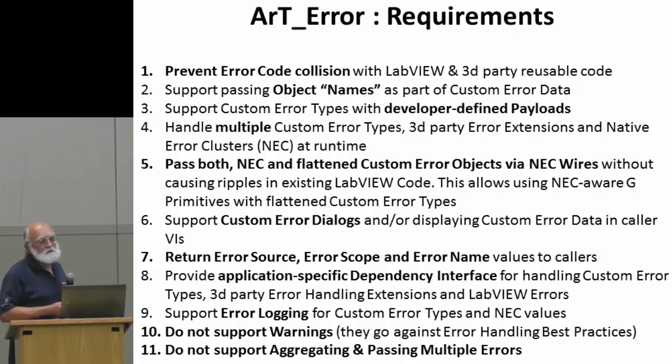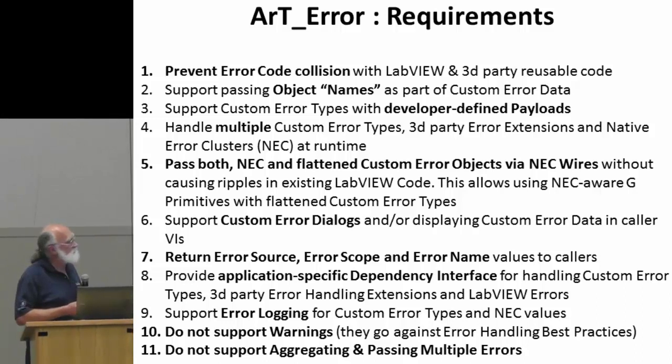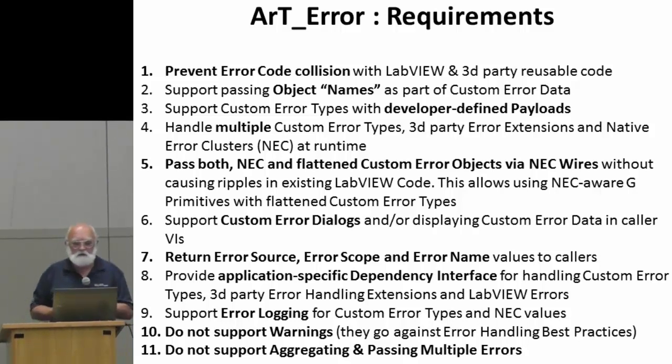We talked about it. Support passing object names. Support customer types with developer-defined payloads. Handle multiple customer types. Test both LabVIEW errors and flattened custom error objects via error wires without creating ripples throughout the code. If I wire an error with a flattened error object, it should still behave correctly, right? Support customer error dialogues, return error source, error scope, error name, etc.